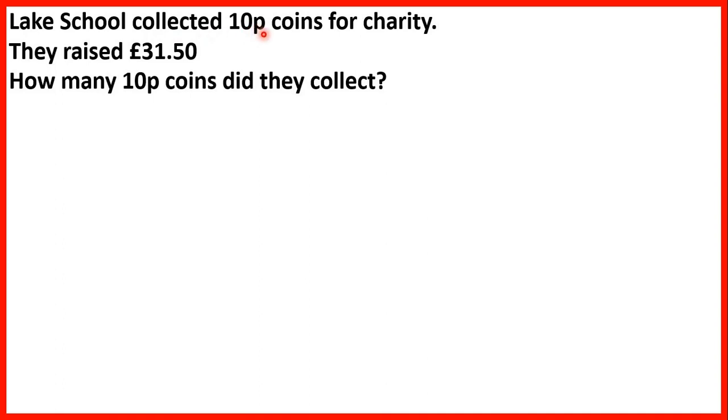Lake School collected 10p coins for charity. They raised £31.50. How many 10p coins did they collect? So here we need to divide £31.50 by 10p. So if we change this amount into pence, we have 3,150p. So we can divide that by 10. And that gives us 315. Because remember, if we have a multiple of 10 and we divide by 10, we can just take off the end 0. So they collected 315 coins.